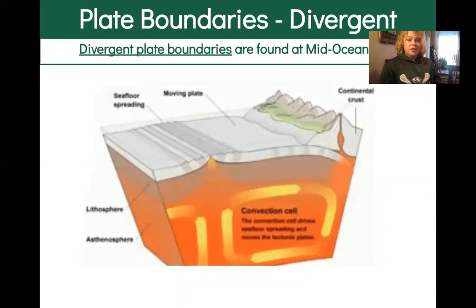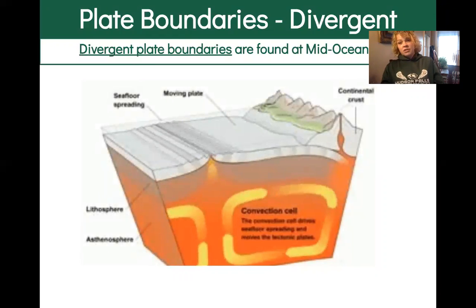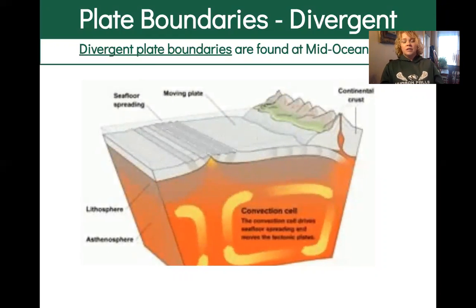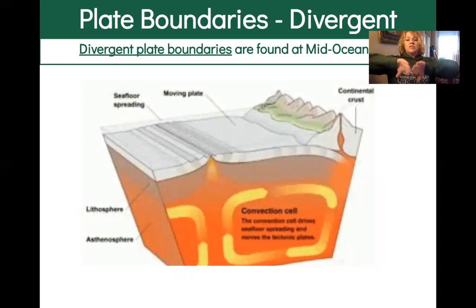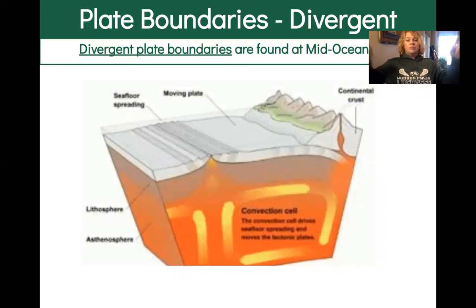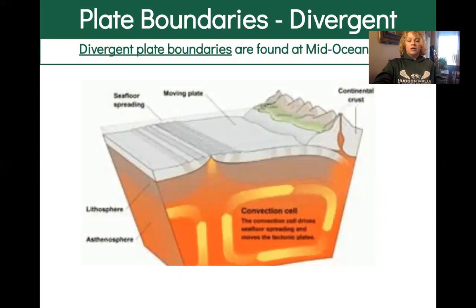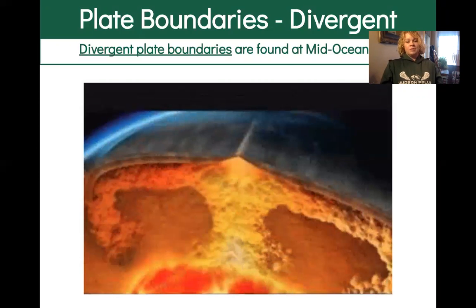Now, this type of plate boundary is caused by convection in the mantle, as all types of plate tectonics are caused by convection in the mantle. And in this type, the convection cells are going to come up and then move apart. All right, so at the surface, they're moving apart, and that creates this divergence that we see.